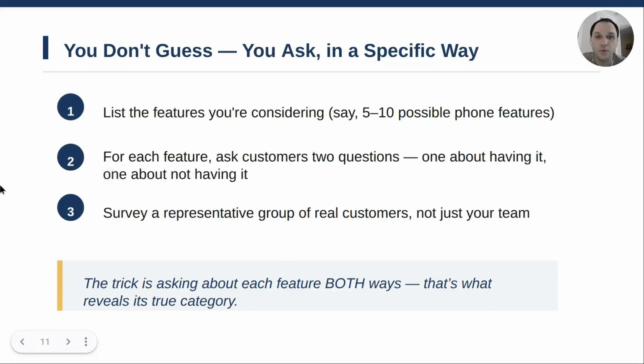So far this is intuition, but Kano isn't about guessing. Here's how to actually find out. Step 1. List the features you're considering, maybe 5 to 10 possible phone features. Step 2. For each feature, you'll ask customers 2 questions. One about having it, one about not having it. And step 3. You survey a representative group of real customers, not just your own team. The real trick is asking about each feature both ways, and the next slide shows why that matters so much.